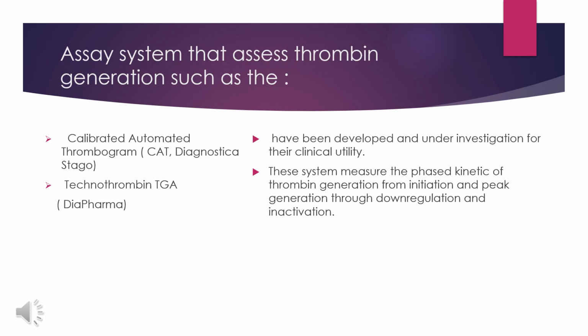The assay systems that assess thrombin generation, such as the calibrated automated thrombogram and the Technothrombin, have been developed under investigation of their clinical utility. The system measures the phase kinetics of thrombin generation from initiation and peak generation through degradation and inactivation.